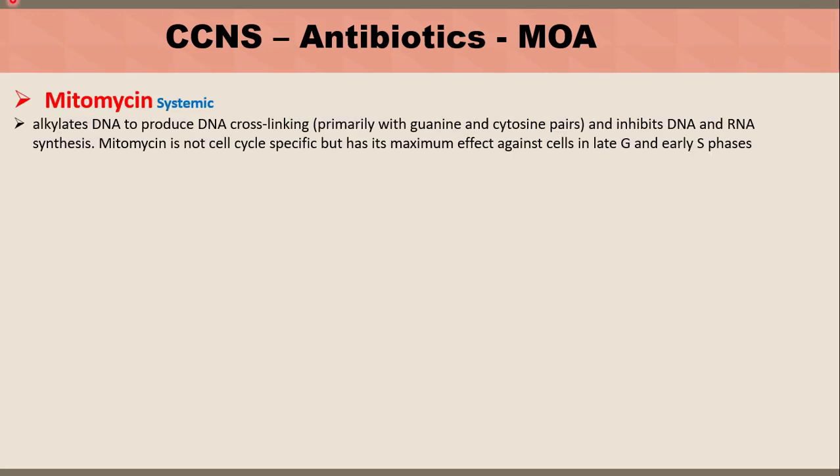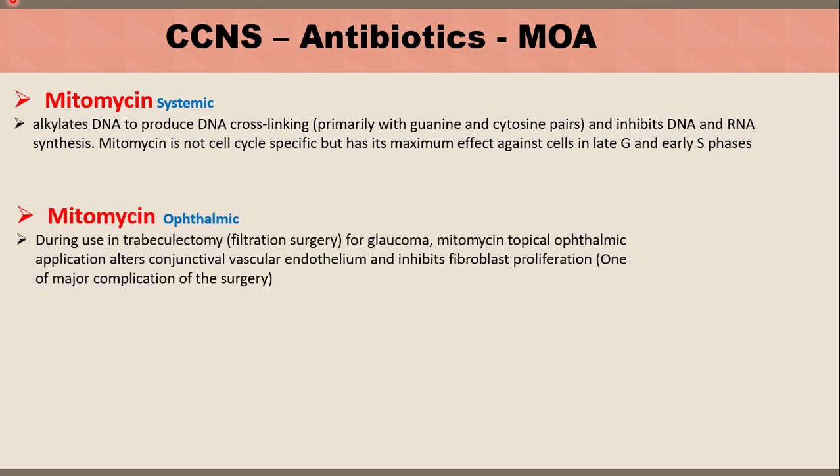When it comes to mitomycin as an anticancer antibiotic, it is a cell cycle non-specific chemotherapeutic agent. We have three pharmaceutical dosage forms for mitomycin, which can be listed as follows. Mitomycin systemic alkylates DNA to produce DNA crosslinking, primarily with guanine and cytosine pairs, and inhibits DNA and RNA synthesis. Mitomycin is not cell cycle specific but has its maximum effect against cells in late G and early S phases.